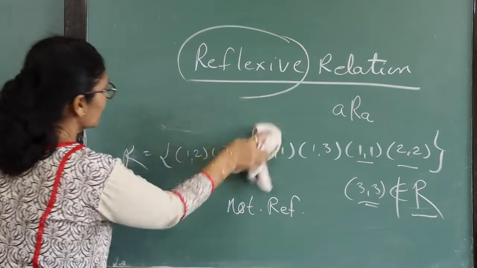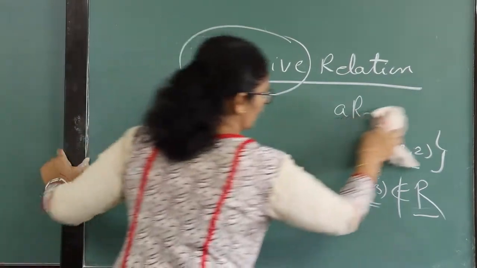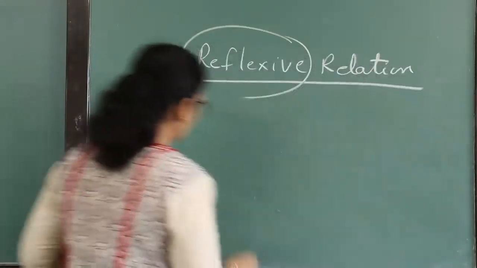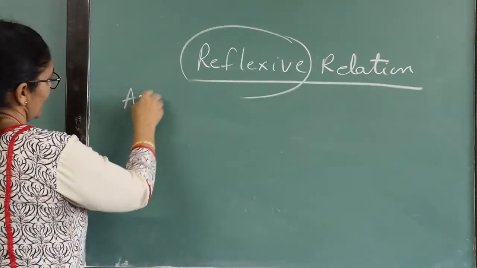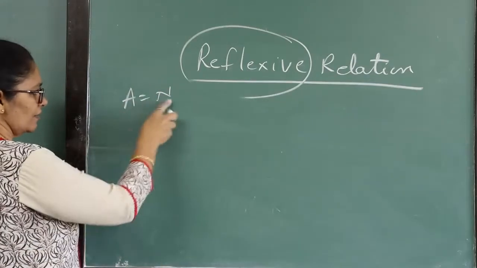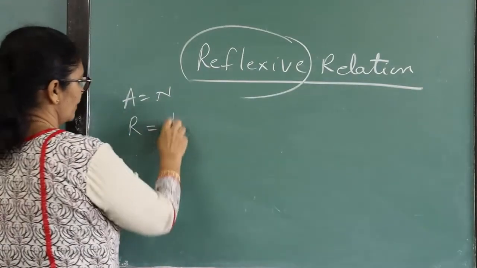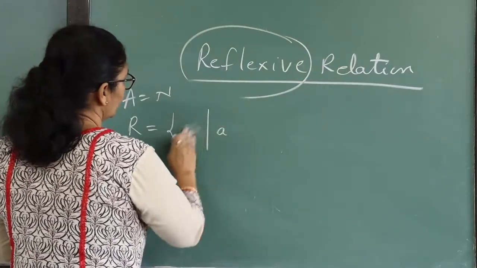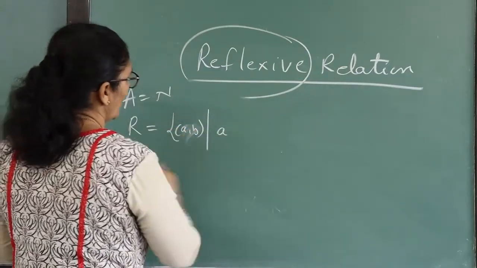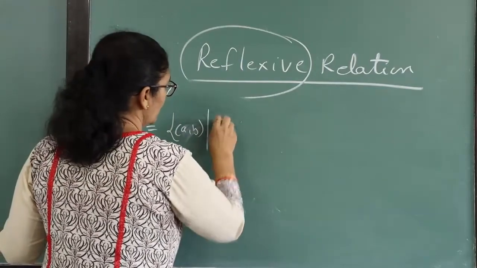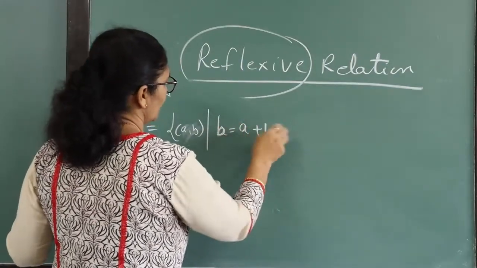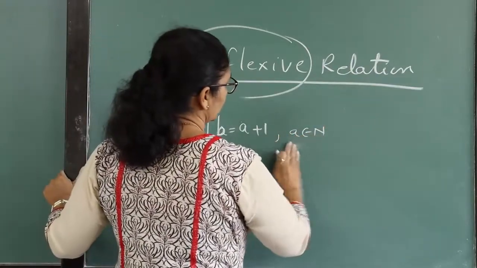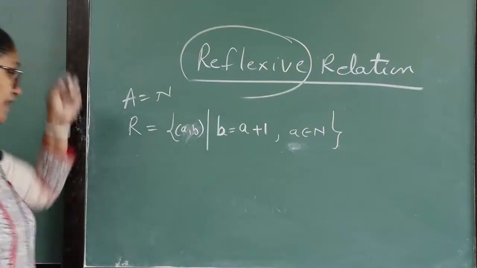Now let's come to the property method. Let's start with the property method. First I give you one example. Let's take set A as the natural numbers. All natural numbers I have taken. Now what is the relation we have taken? The relation R of A comma B, where B equals A plus 1, and A belongs to N. This way the set is mentioned.